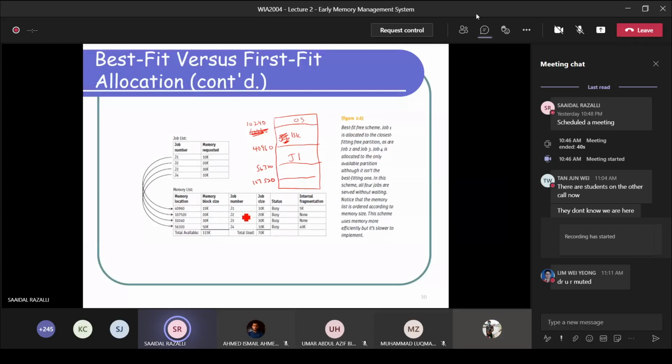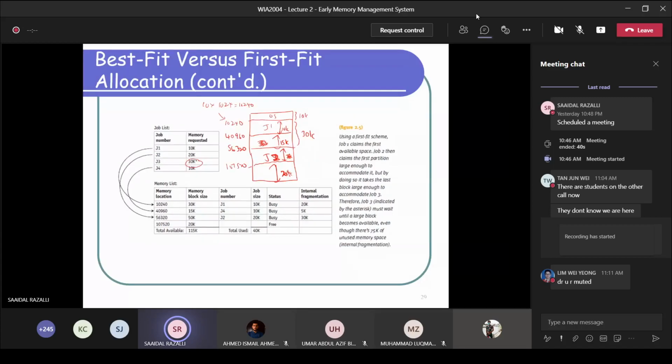Job 2 will go into this one, job 2. Job 3 will go into 1024. This is job 3. And this is job 4. Okay, 30K busy. So this is how the best fit free scheme will go depending on the jobs. Depending on the job size, it will go to the appropriate partition.